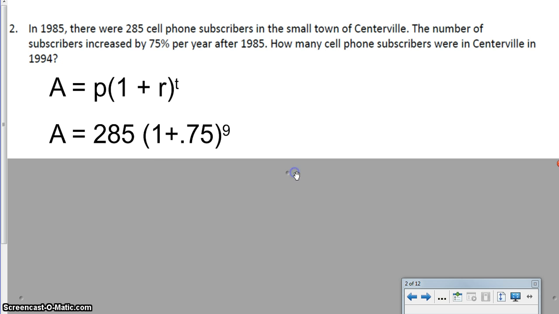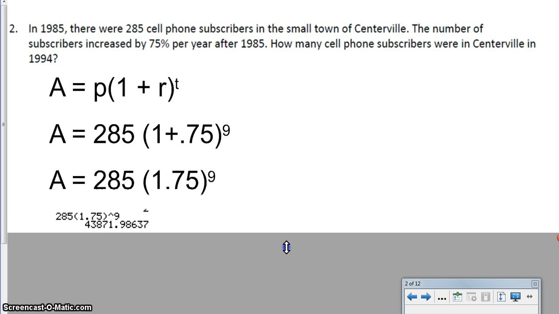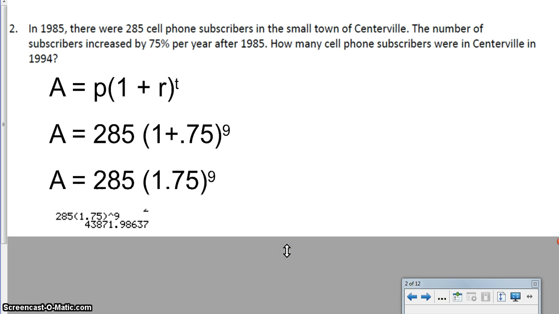And so what we're going to do is the initial population is 285. The rate of change is 75%, which becomes 75 one-hundredths. And we're raising this to the power of 9. Again, that factor becomes 1 and 75 one-hundredths. The power of 9 is applied only to that. We put it into the calculator, and we get 43,871.98.